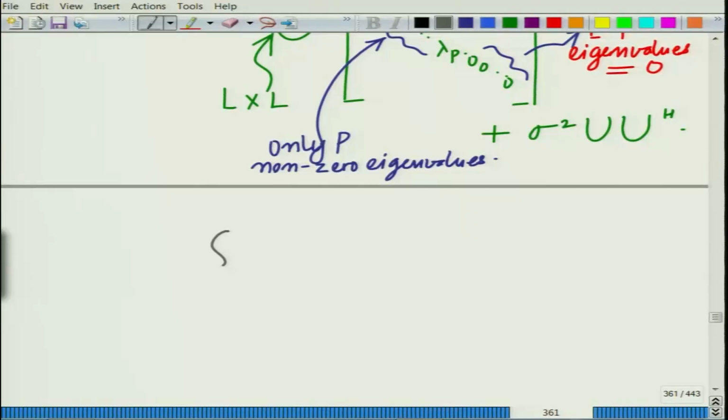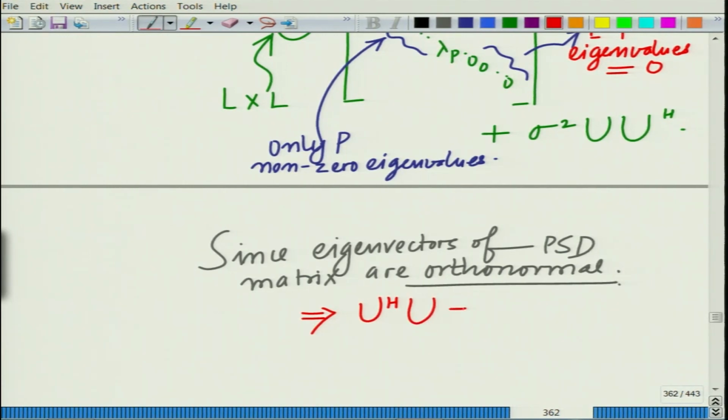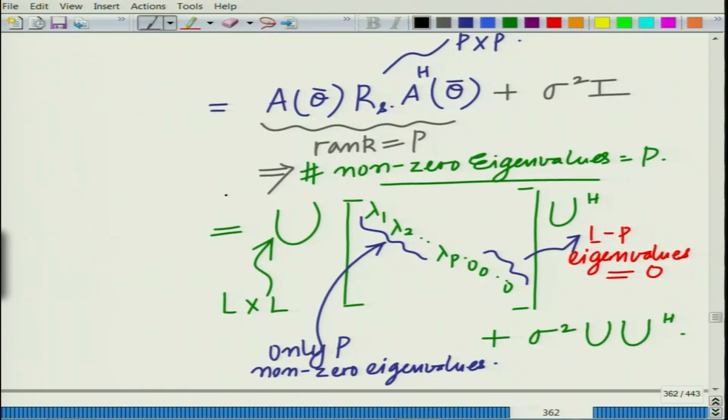Since the eigenvectors of a PSD matrix, a positive semi-definite matrix, are orthonormal, this implies U Hermitian U equals U U Hermitian equals identity. Therefore, if I look at R y, which is the expected value of y bar y bar Hermitian, this is your output covariance matrix.